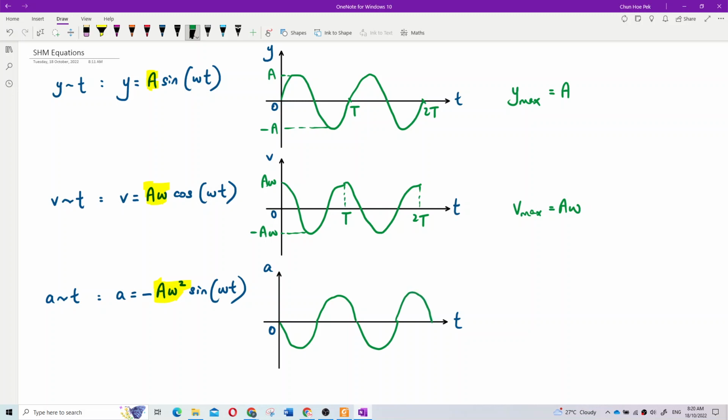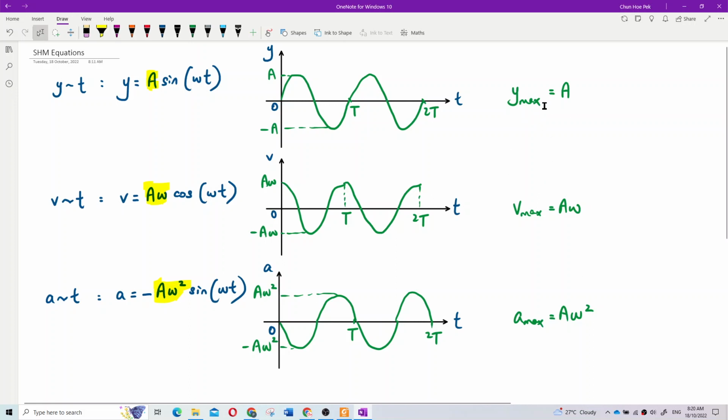Okay. So this is a period. This is two periods. Okay. What's the maximum value? Can anybody tell me? A omega square. So the maximum acceleration is A omega square. Okay. Maximum acceleration. You know about this value? How to find the maximum displacement, maximum velocity, maximum acceleration. This is to calculate the value.